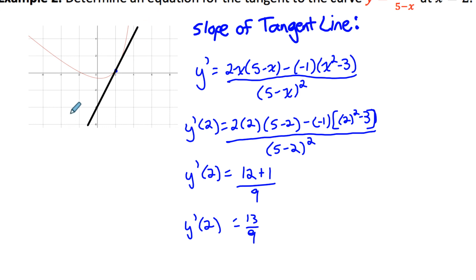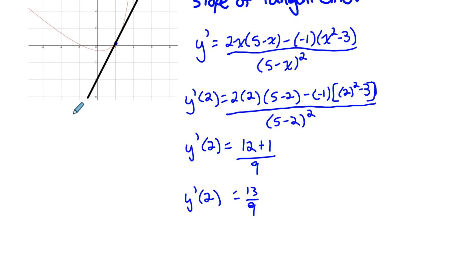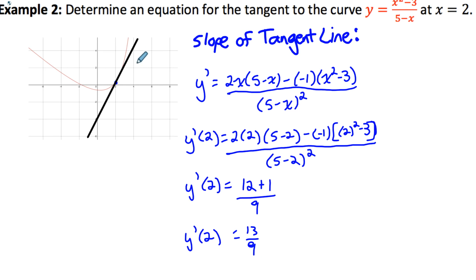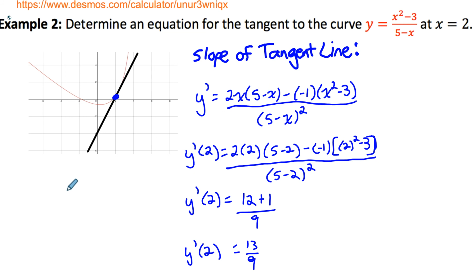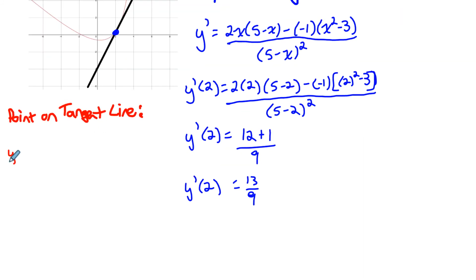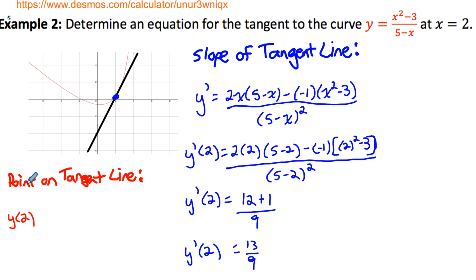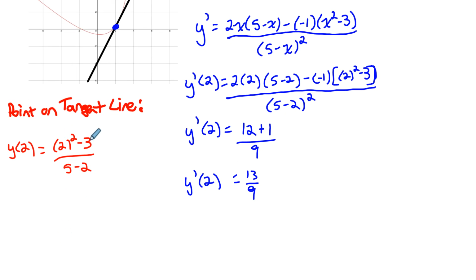If I want to write the equation, I also need to know its y-intercept. And to find the y-intercept, I'm going to have to know a point on the tangent line. I know that the original function and the tangent line share this point right here when x is 2. So to find a point on the tangent line, I plug 2 into the original function. I'll evaluate the original function when x is 2. It would equal 2 squared minus 3 over 5 minus 2. That gives me 1 over 3, a third.